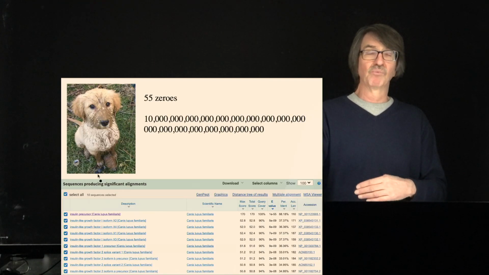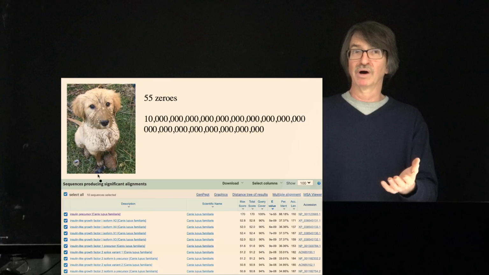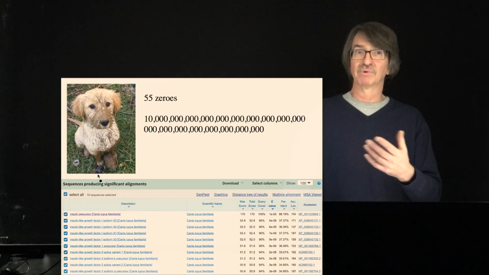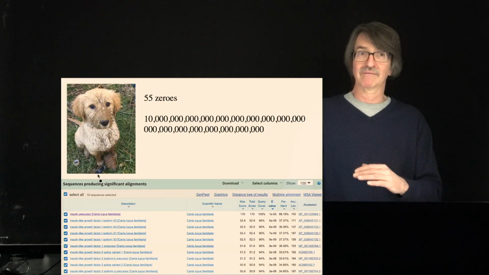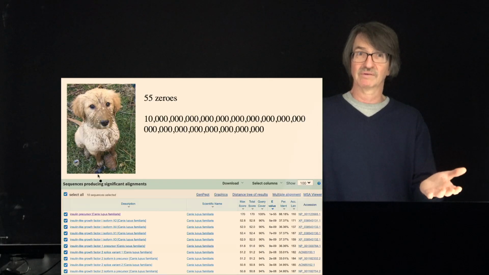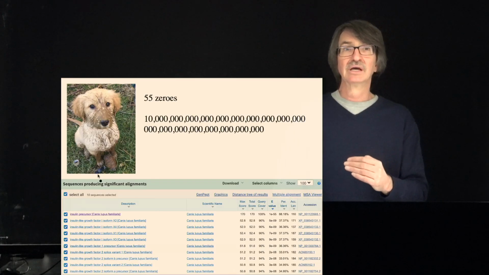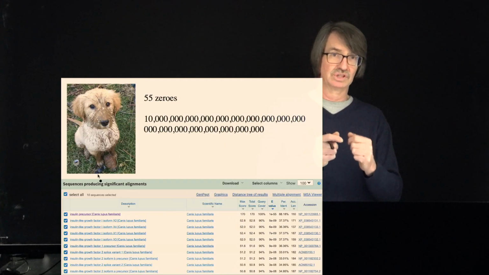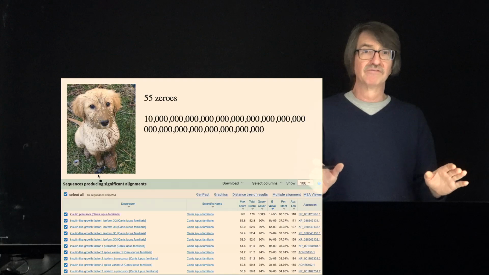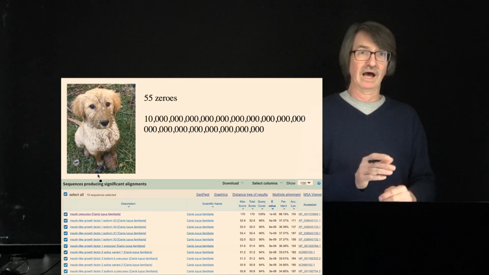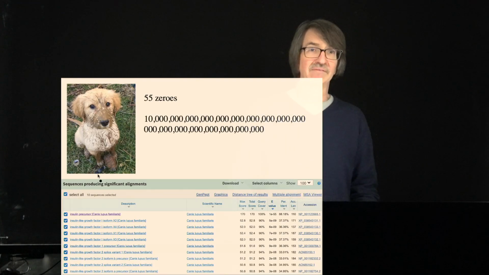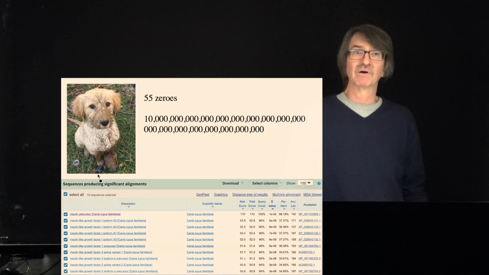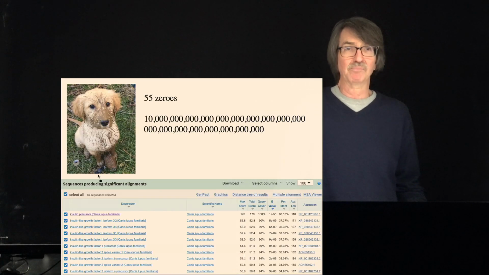The chance is not 1 out of a million, that would be 1 with 6 zeros, or 1 out of a billion, that would be 1 with 9 zeros, or 1 out of a trillion, that would be 1 with 12 zeros. The chance that the human is this similar to the dog is 1 out of 1 with 55 zeros. It never, ever could happen. Never, ever in the universe could that happen.